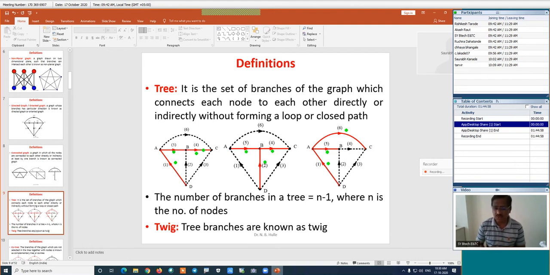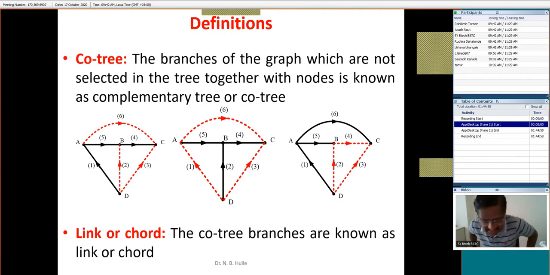Because while finding the solutions to the problems, first we have to select the tree. This is another definition, cotree. The branches of the graph which are not selected in the tree together with the nodes are known as a complementary tree or cotree. I will first discuss this with the figure which I have selected on the paper, and then I will come back to this definition.